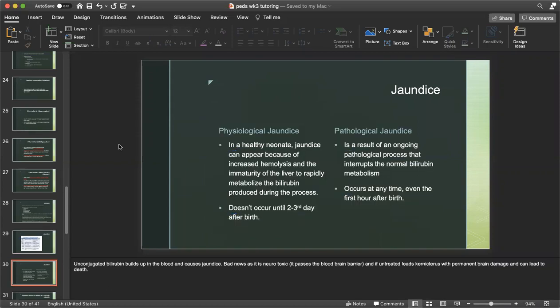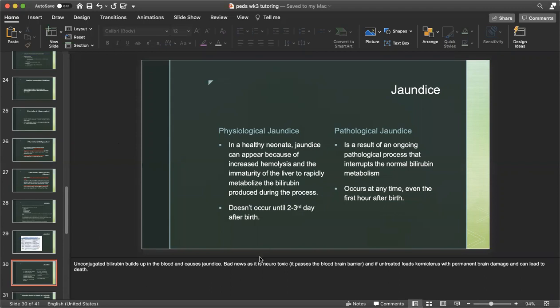On this slide, I went a little more in depth on the differences between pathological and physiological. With physiological jaundice in a healthy neonate, jaundice can appear because of increased hemolysis and the immaturity of the liver to rapidly metabolize the bilirubin produced during the process. And like I said, it doesn't occur until the second or third day after birth. Pathological jaundice is a result of an ongoing pathological process that interrupts the normal bilirubin metabolism. So it can occur at any time, even as soon as the first hour after they're born.